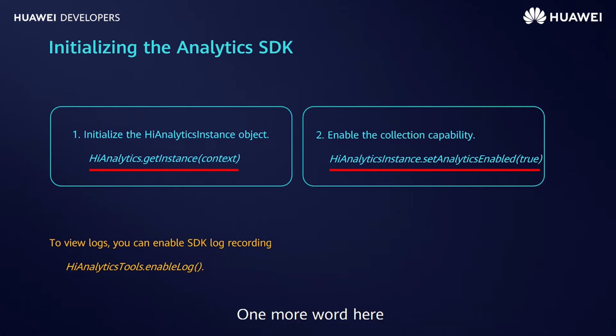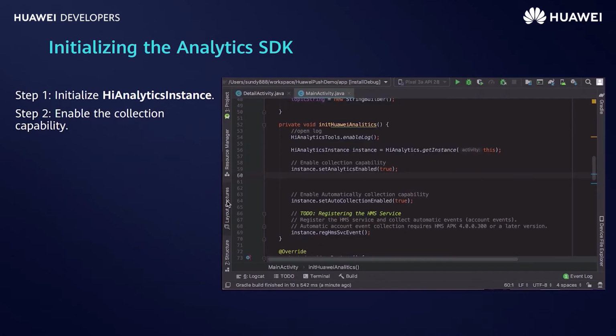One more word here. In order to see the status of analysis service in development and test stage, we can turn log on. Then we can see analysis service information in real time. The way to open logs is to call HiAnalyticsTools, which means the enableLog method of utility class. Well, let's look at the realization of the code.